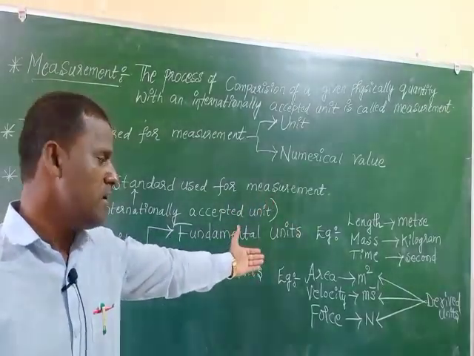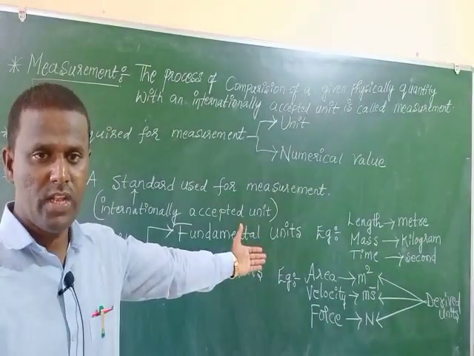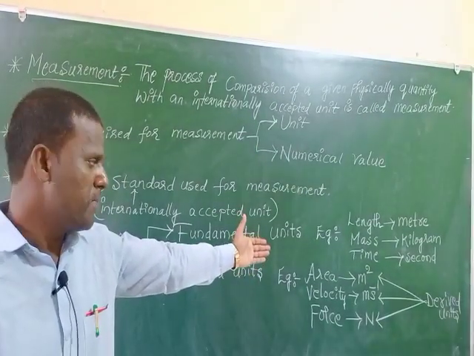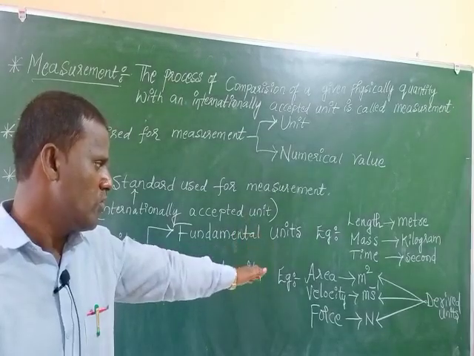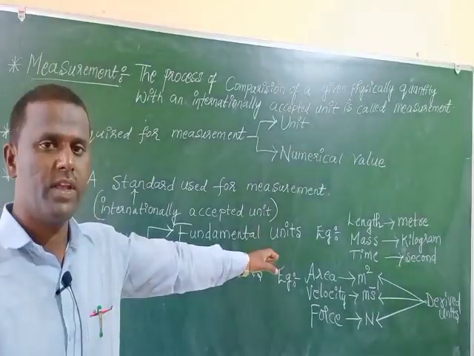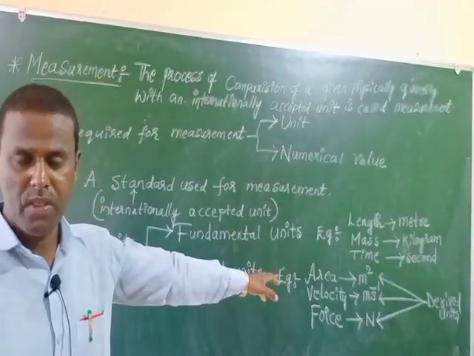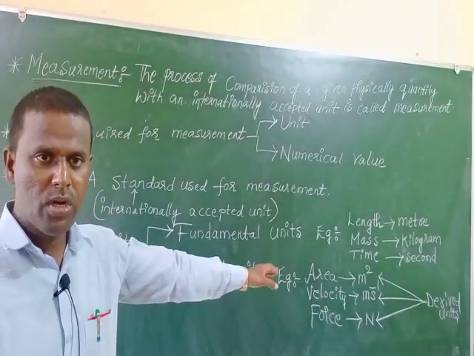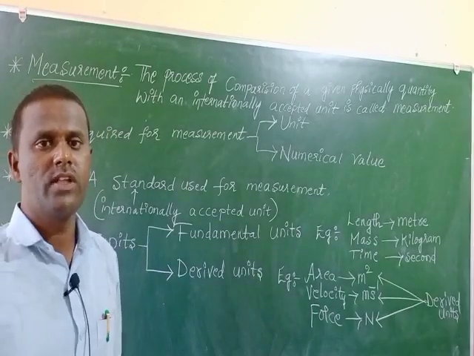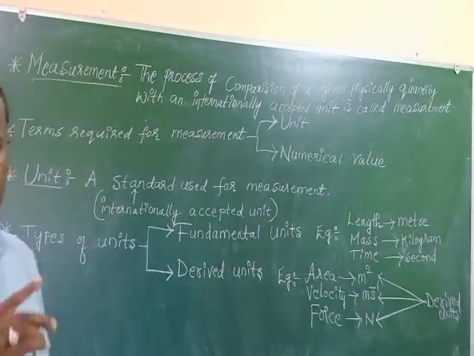For velocity, distance by time. Velocity is distance by time, meter per second. So velocity has another unit, meter per second. Meter per second is another derived unit. Force is another quantity, the unit is Newton. For force, what is the unit? Newton. So the derived unit is the Newton.